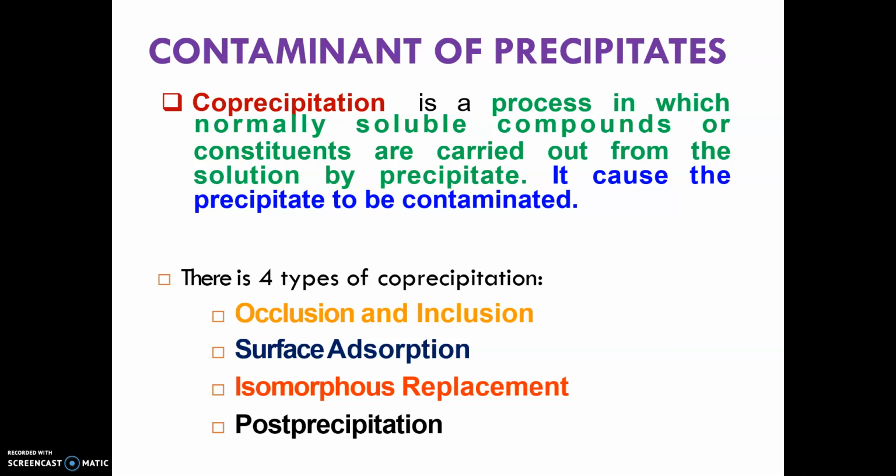So contamination of precipitates occurs during the process of precipitation and after precipitation. First we look into co-precipitation, which is a process in which normally soluble compounds or constituents are carried out of the solution by the precipitate, so it causes the precipitate to be contaminated. We have four types: the first one is occlusion and inclusion, the second is surface adsorption, the third is isomorphous substitution, and the last one is post-precipitation.